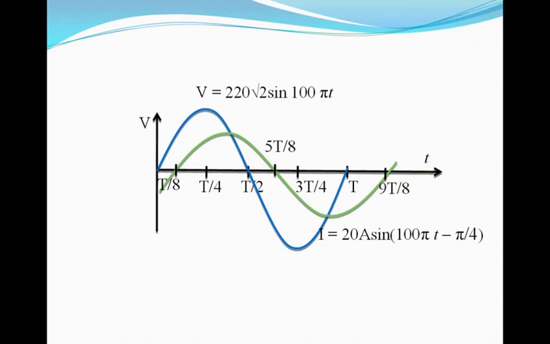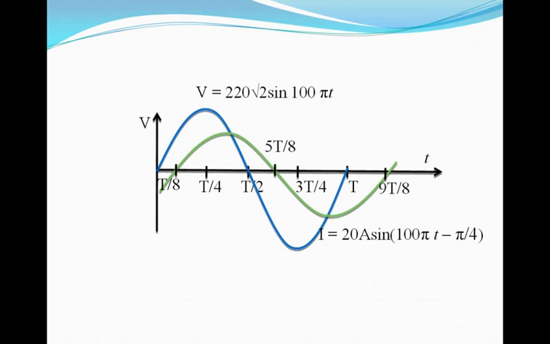How do you calculate that the electric current touches the time axis at T by 8, 5T by 8, 9T by 8? You see, we already know that the electric current lags behind the voltage by pi by 4. Lagging by 2 pi basically means lagging by one time period. So lagging by pi by 2 means lagging by T by 4, and lagging by pi by 4 means lagging by T by 8. Understood?